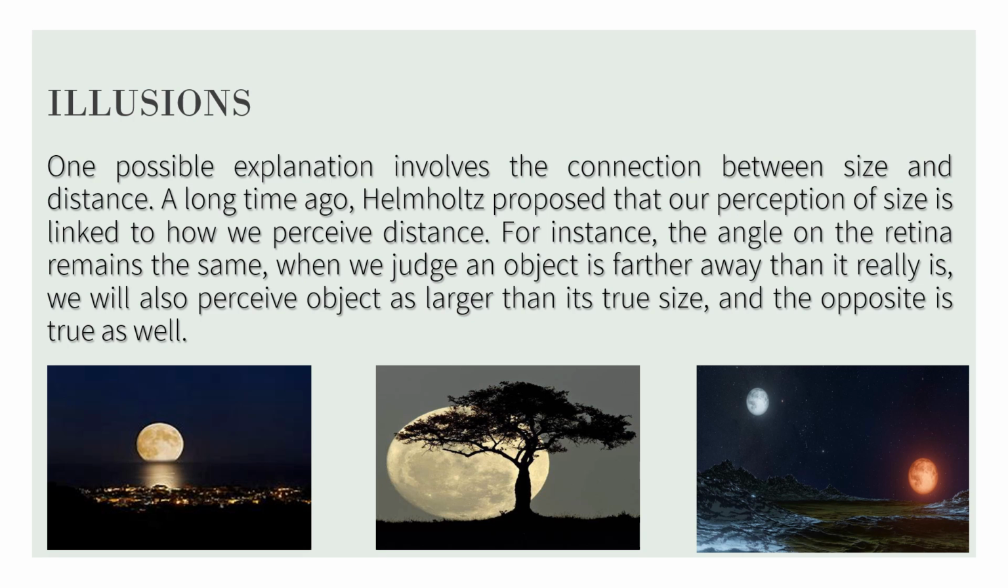The possible explanation for the moon illusion involves the connection between size and distance. You can see three pictures where the moon is seen against a reference figure, for example the horizon. Horizon is a reference figure, so you perceive the moon as nearer. In the second figure, it is against the background of a tree, so one can perceive the moon as placed at a nearer distance. In the third picture, the red moon near the surface of the earth seems bigger, while the white moon seems smaller.